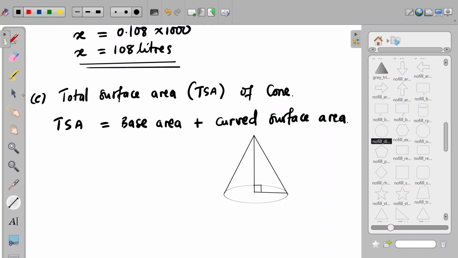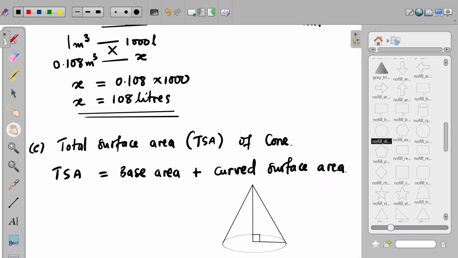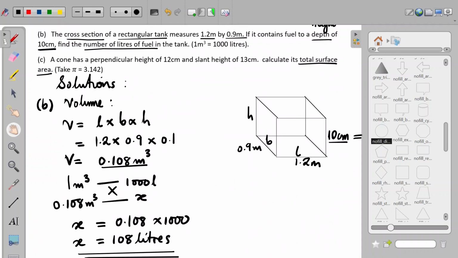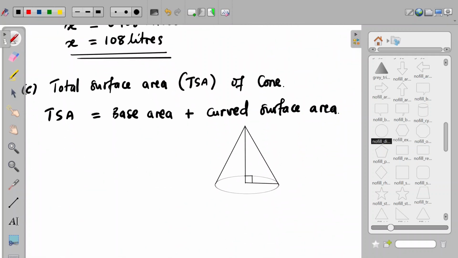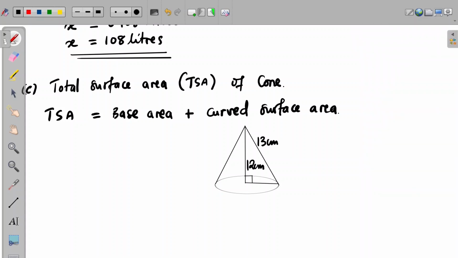Now if we get back to the question, they have given us a perpendicular height, which is 12 centimeters, and a slant height, which is 13 centimeters. So perpendicular height is this one, 12 centimeters. Then slant height is this one, 13 centimeters. Okay, so we now need to find the curved surface area.